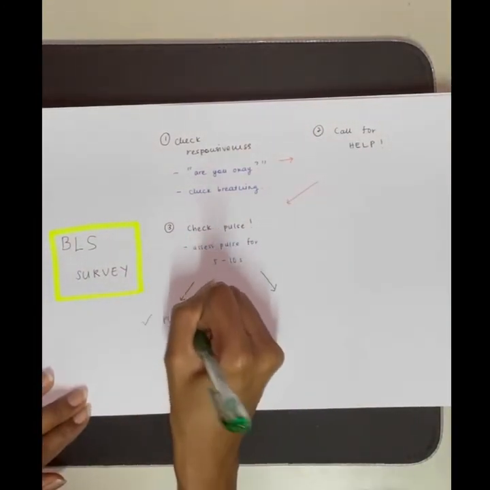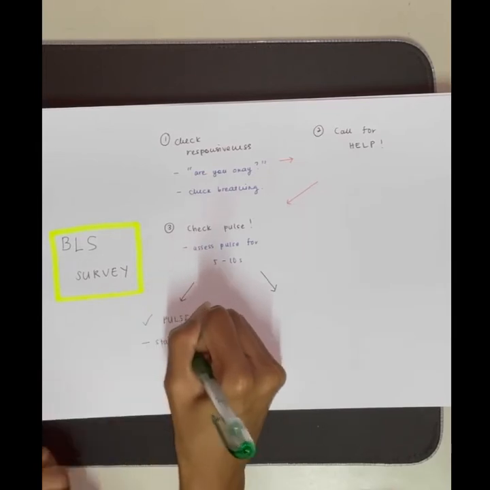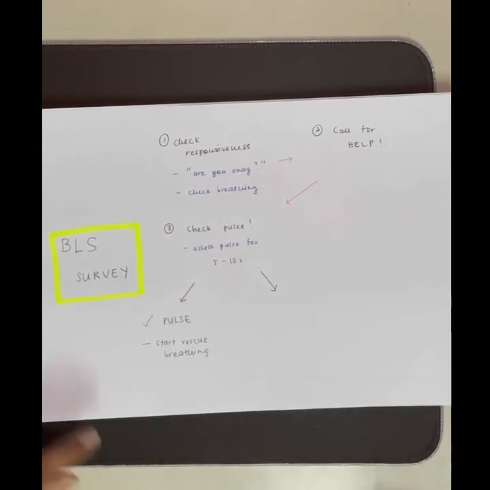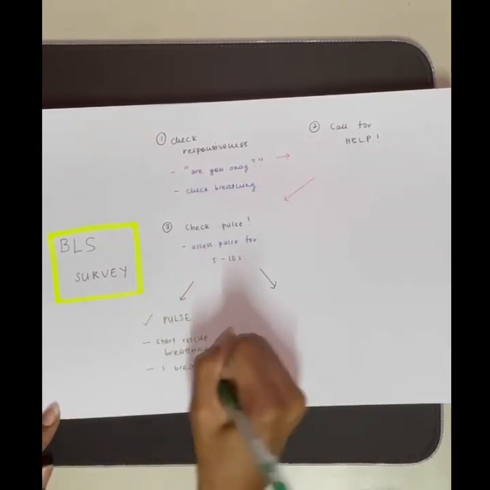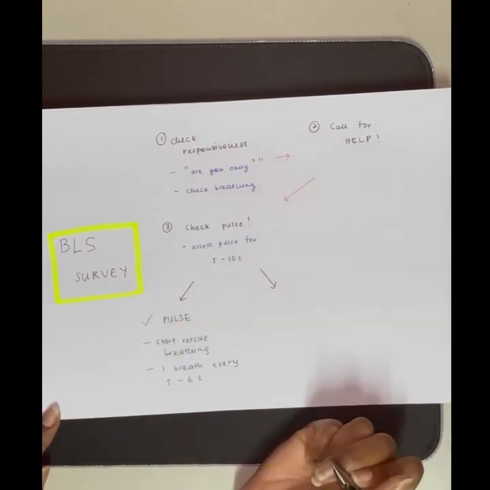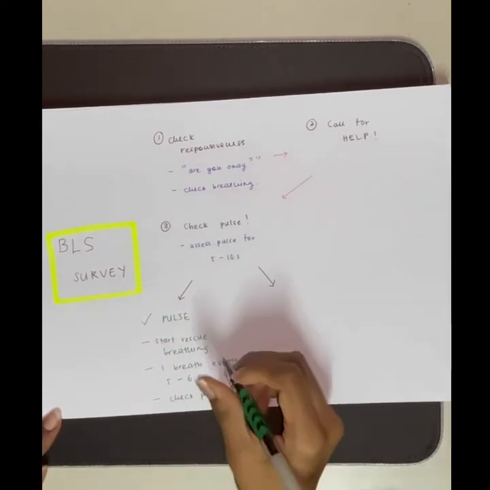In case where pulse is found, start rescue breathing. 1 breath every 5 to 6 seconds should be given. Then check pulse every 2 minutes.